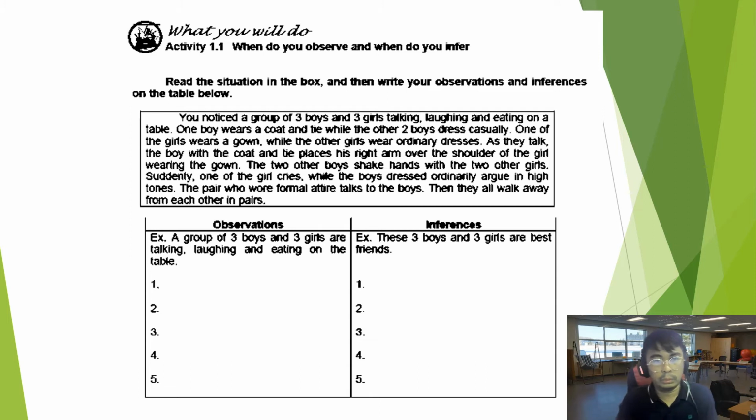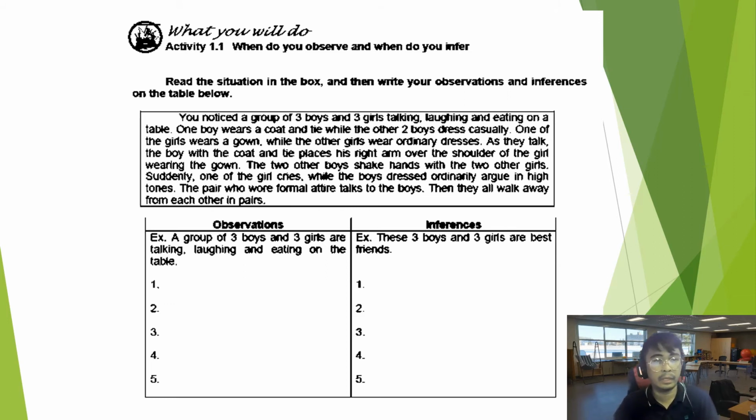So to understand more the difference between observation and inference, you need to answer this Activity 1.1. Okay, what you will do. So you are to read the situation in the box and then write your observations and inferences on the table below. Okay, so let's try to go over the scenario.